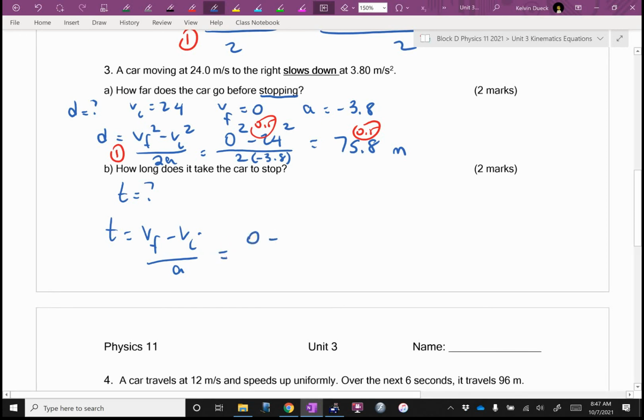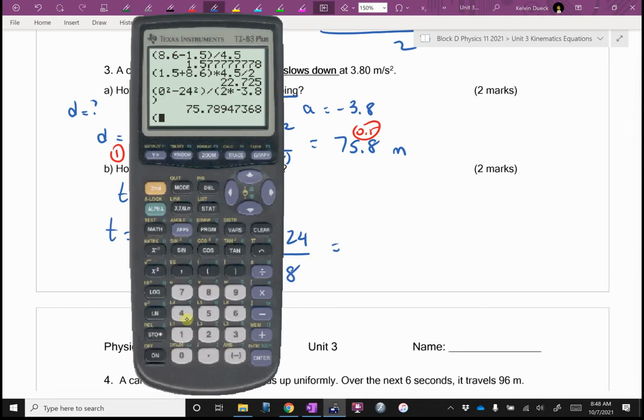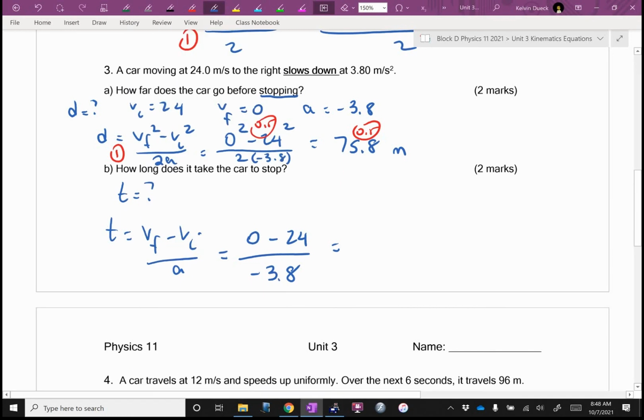0 minus 24 divided by negative 3.8. Sorry? I don't think there is a squared. I ain't got no squared. I know you are, but what am I? Now, you could have used maybe... Oh, no, you couldn't use VF squared equals VI squared plus 2AD because there's no T in there, and I'm trying to find time. So that's the one. That's the only equation I can't use.